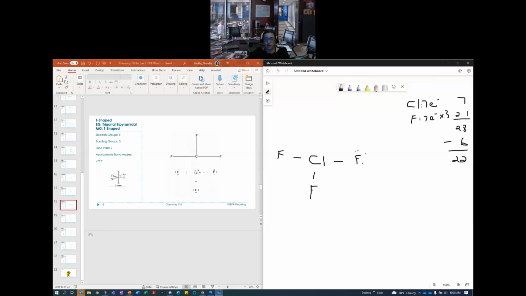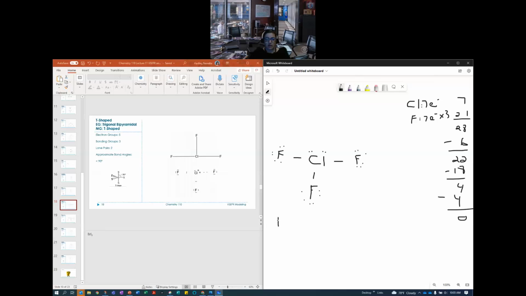1, 2, 3, 4, 5, 6. 1, 2, 3, 4, 5, 6. 1, 2, 3, 4, 5, 6. 6 times 3 is 18. That leaves me with 4 electrons that I still have to distribute. I'm going to put them all on the chlorine. So that takes care of my other 4, and that leaves me with 0.